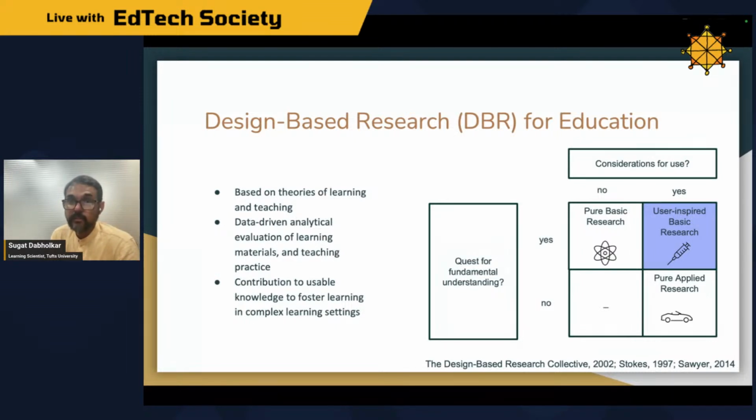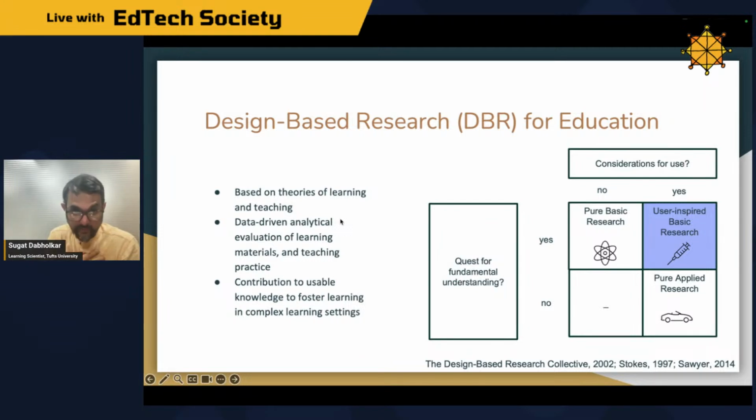But design-based research falls in a quadrant called Pasteur's quadrant, highlighted at top right, which is user-inspired basic research. It's basic research that is meant to be used in complex real world settings. So it should have application. It's basic and applied together. It is based on theories of learning and teaching. It involves data-driven analytical evaluation of learning materials and teaching practice. And the goal is to contribute usable knowledge to foster learning in complex learning settings.